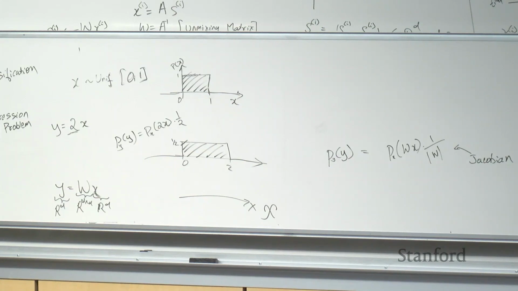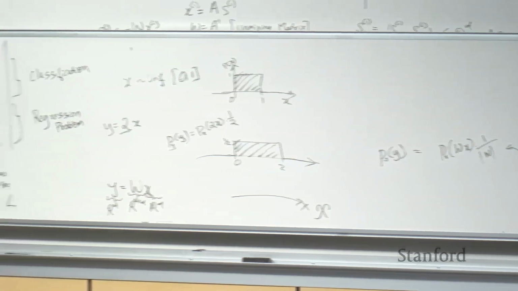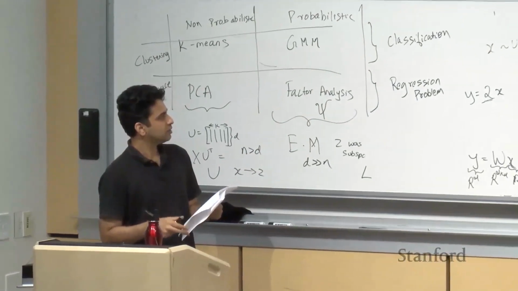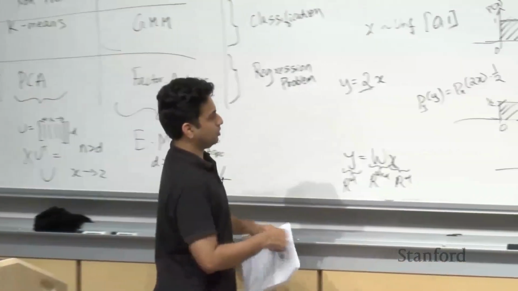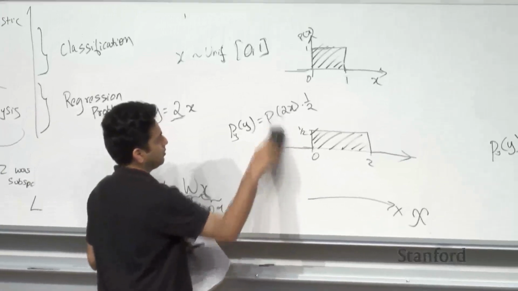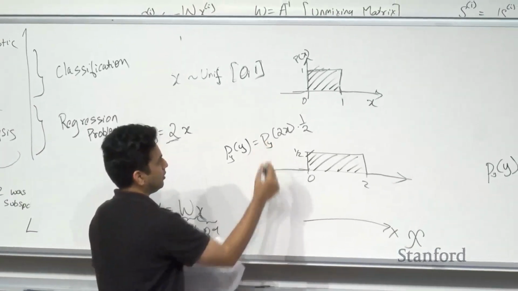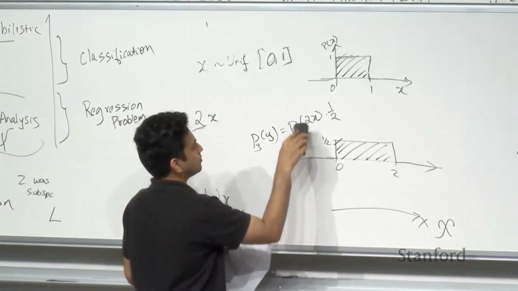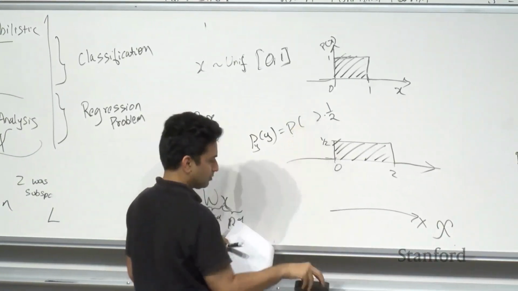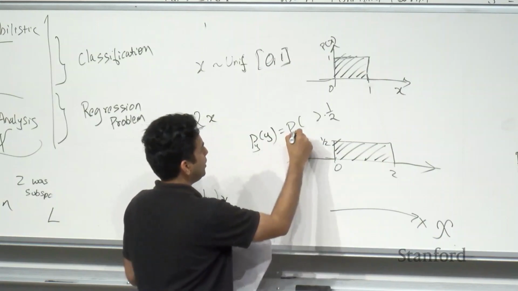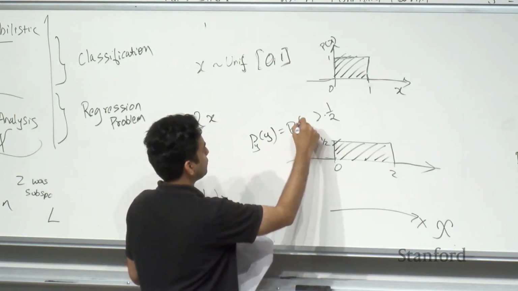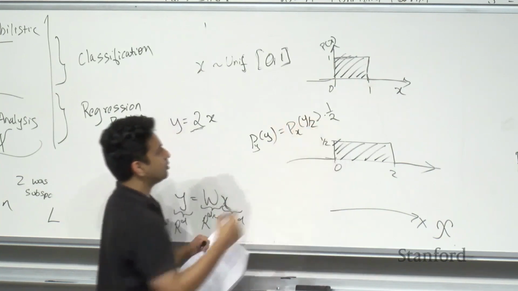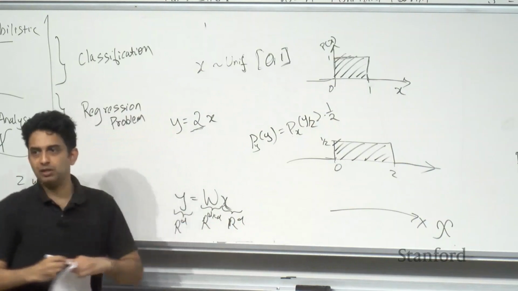Is it p_y of y, is it p_x of x times half or p_x of 2x times half? Sorry, this should be p_y. Yeah, because p_y of y is p_x of x, where x is y by 2. Yeah, y by 2 times half. Does that make sense?